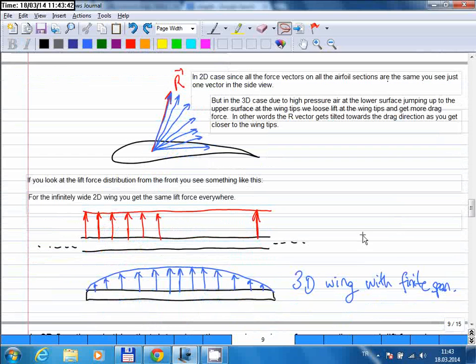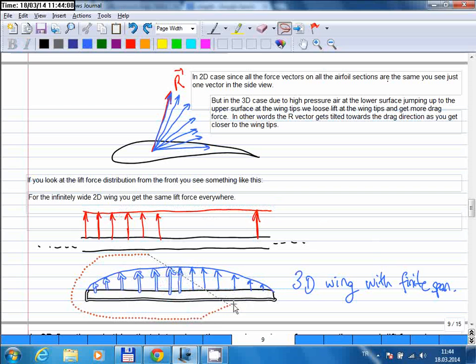But for a three-dimensional wing, the lift distribution looks like this. So in the middle section you have the largest lift force created, but due to the three-dimensional effect at the wingtip, the lift force gets smaller and smaller, and finally at the wingtip you have no lift force created at all. So this is the difference between a two-dimensional versus a three-dimensional wing from a front view.